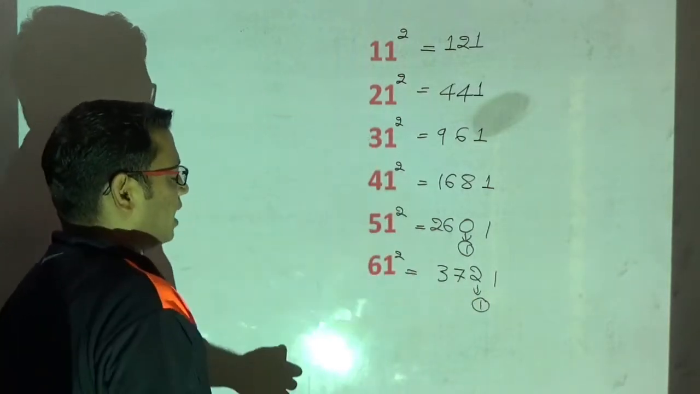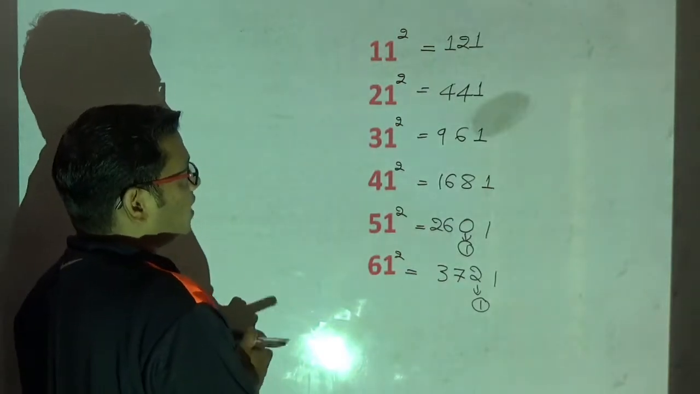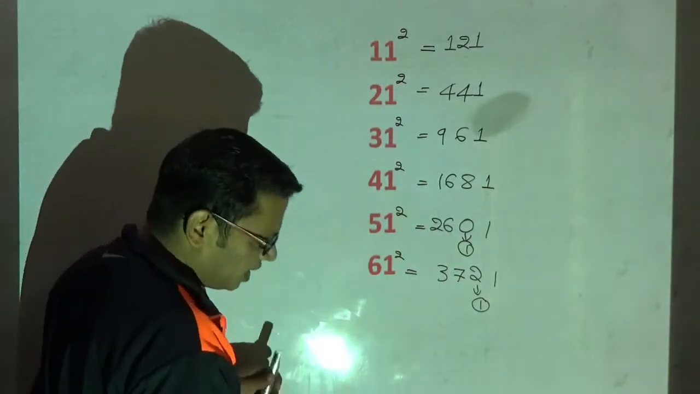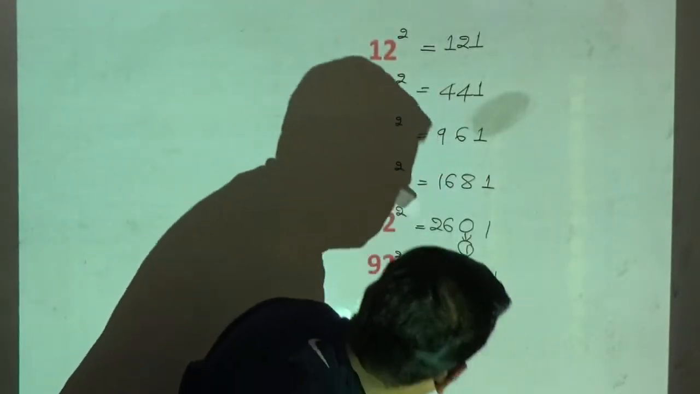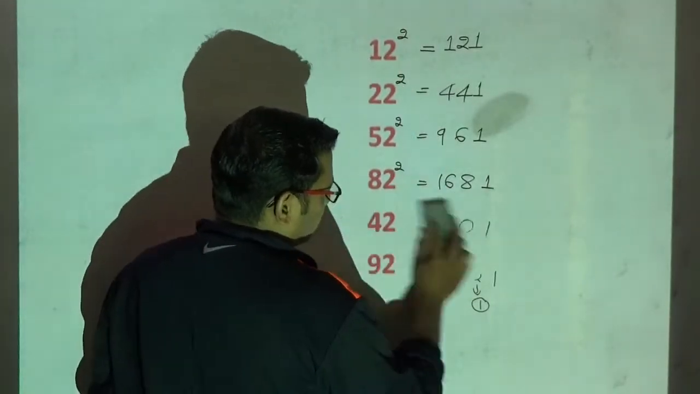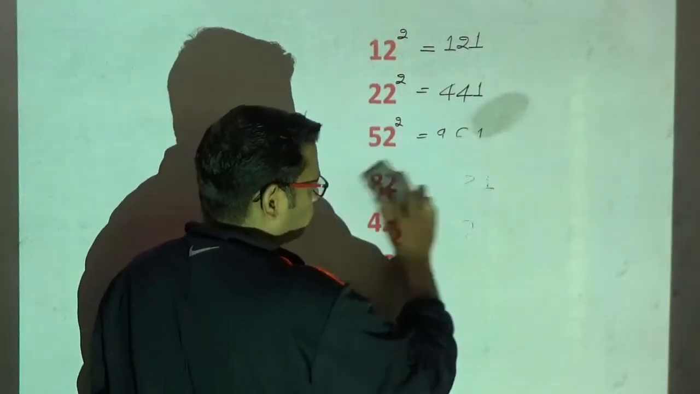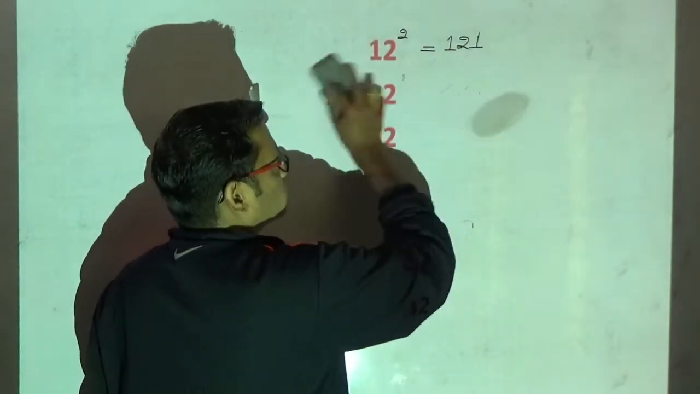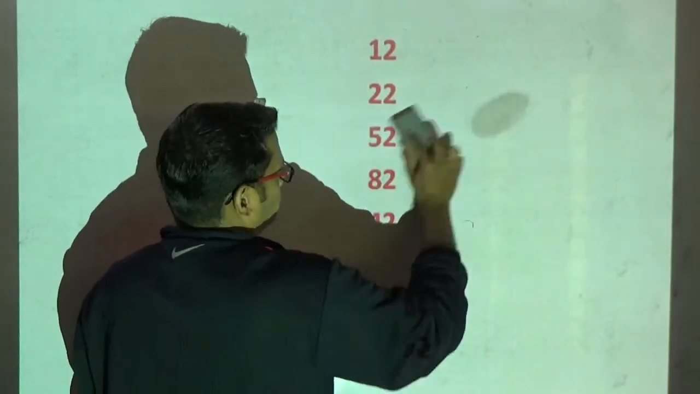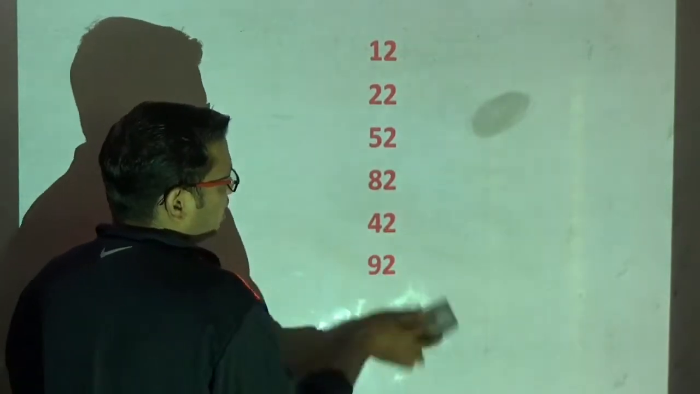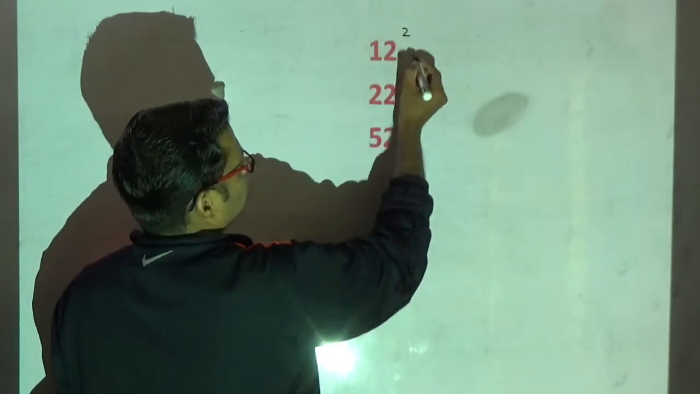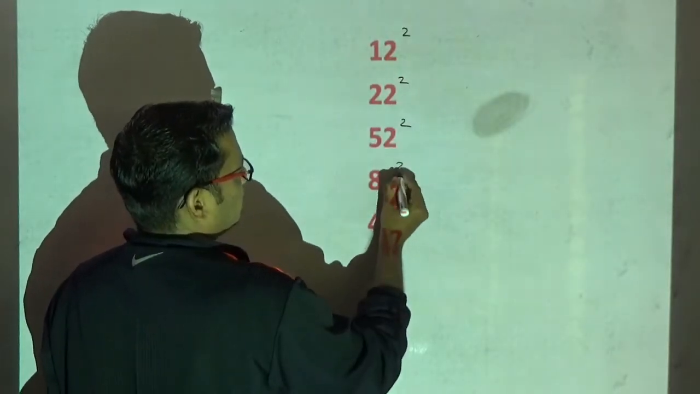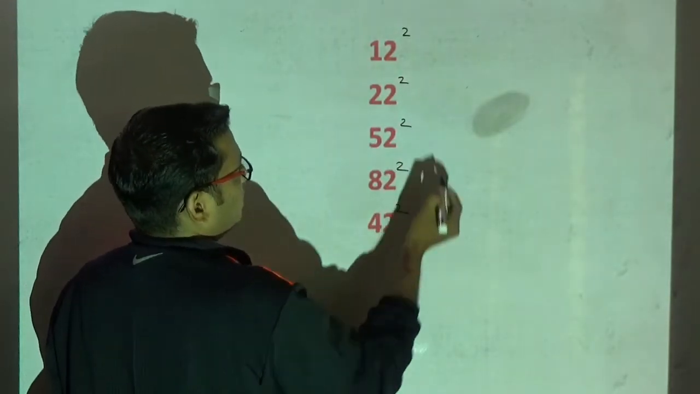See how quickly and accurately I did squaring of a number ending with 1. Similarly, I will show you how to do squaring of a number ending with 2. You can apply this for any number ending with 2. Now, two-digit numbers ending with 2: 22 square, 52 square, 82 square, 42 square, 92 square I will show you.